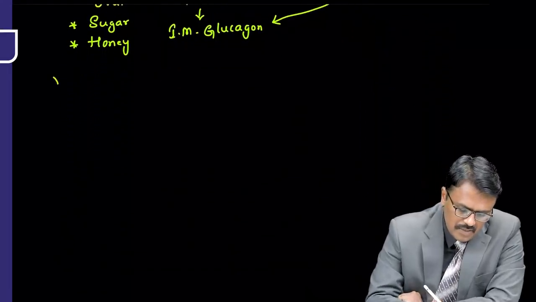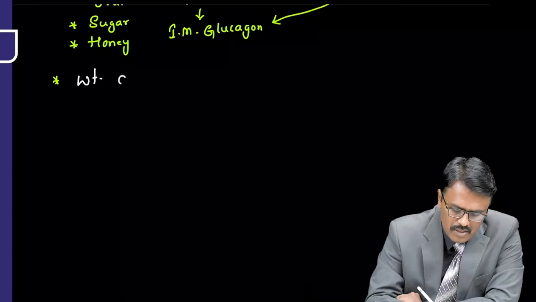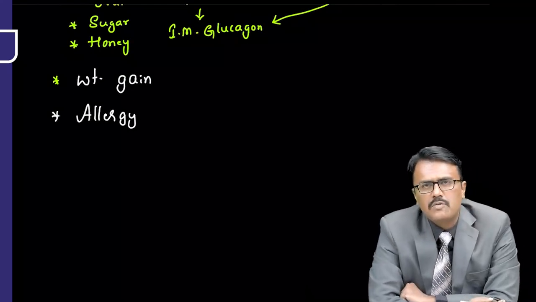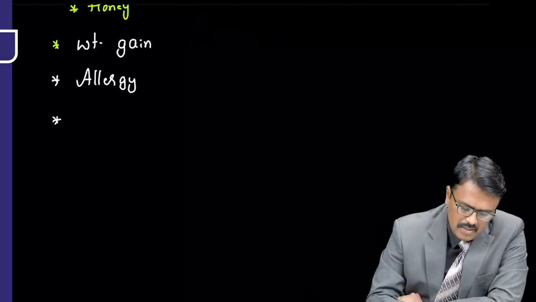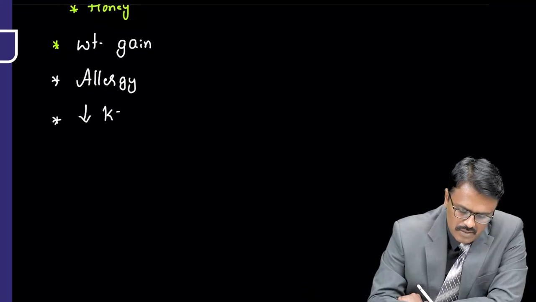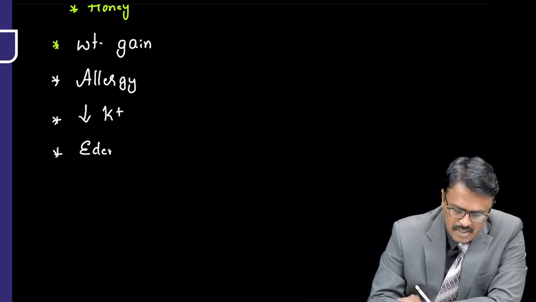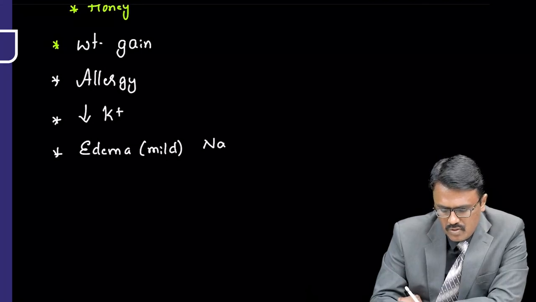Now the other adverse effect we see with insulin is weight gain. I told you the reason for that weight gain. The second problem is it can cause allergy. Allergy is not a problem nowadays because we get purified insulins now, not of animal origin. Animal origin insulin used to cause that allergy, not now. Another important one is hypokalemia. When we use insulin alone, there is a risk of hypokalemia. Another problem is edema, in mild cases. It's a mild edema due to sodium retention, so it is not seen in every patient.